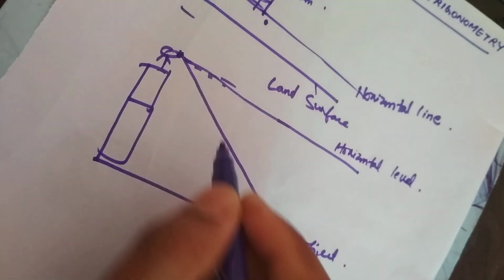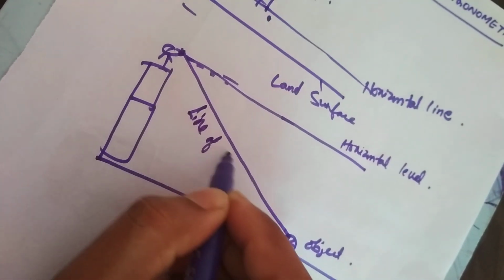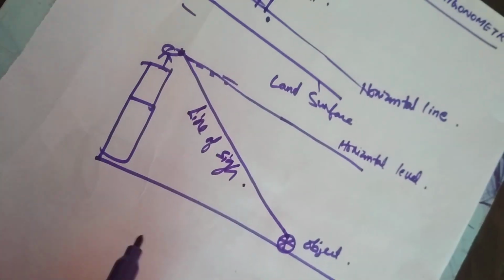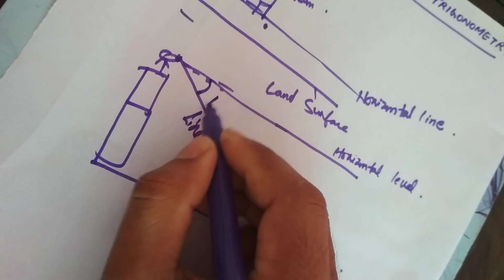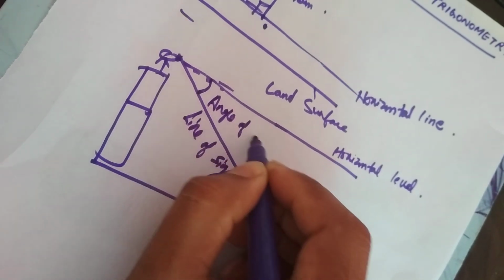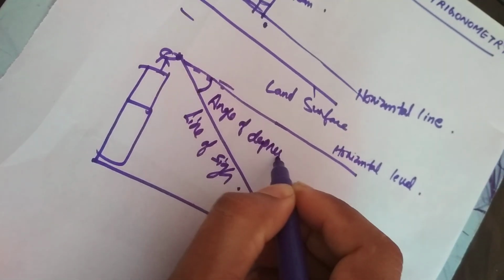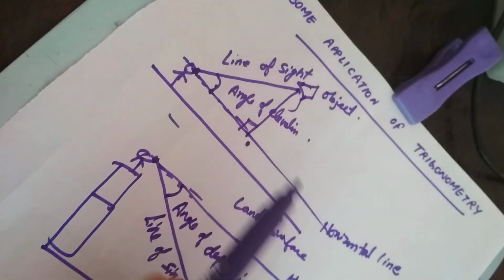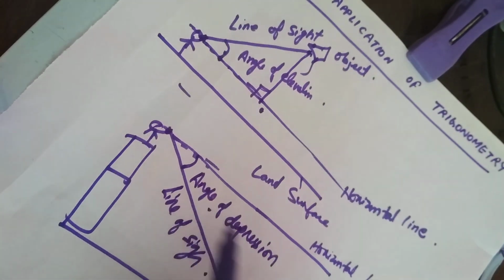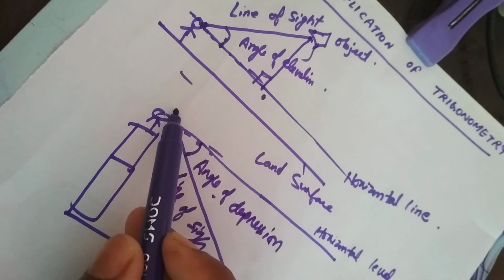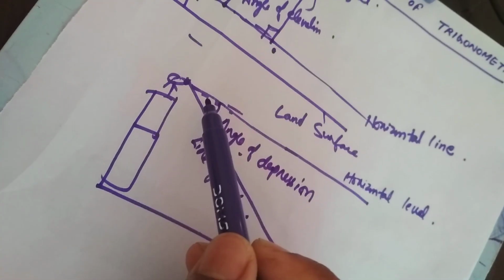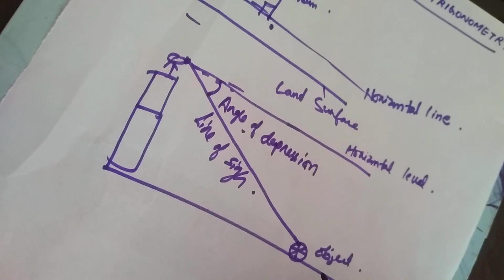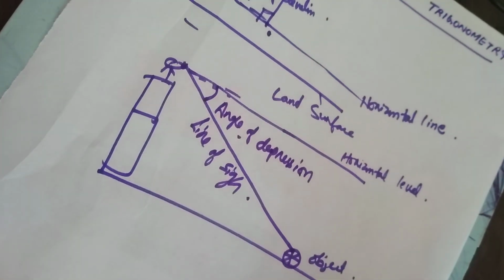This is called line of sight. This is the horizontal line. Now along with it, I could see an angle is created. This angle is called angle of depression. The first was angle of elevation, the second is angle of depression. When we look from bottom to top, it is elevation, and when we look from top to bottom, it is depression. Now this is the whole structure.